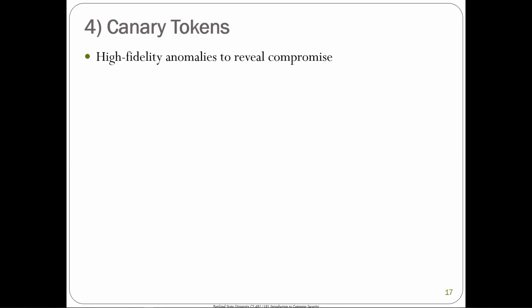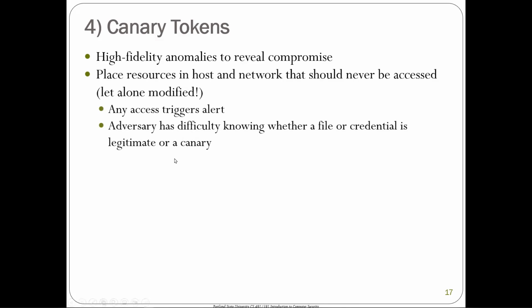The idea of canary tokens is to place resources around the host and around the network that should never be accessed. These are all bogus things that, if they are accessed and utilized, you know it is because of an adversary accessing them. And so any access is going to trigger an alert, and that alert is going to have high fidelity because of the way these canary tokens were developed and placed.